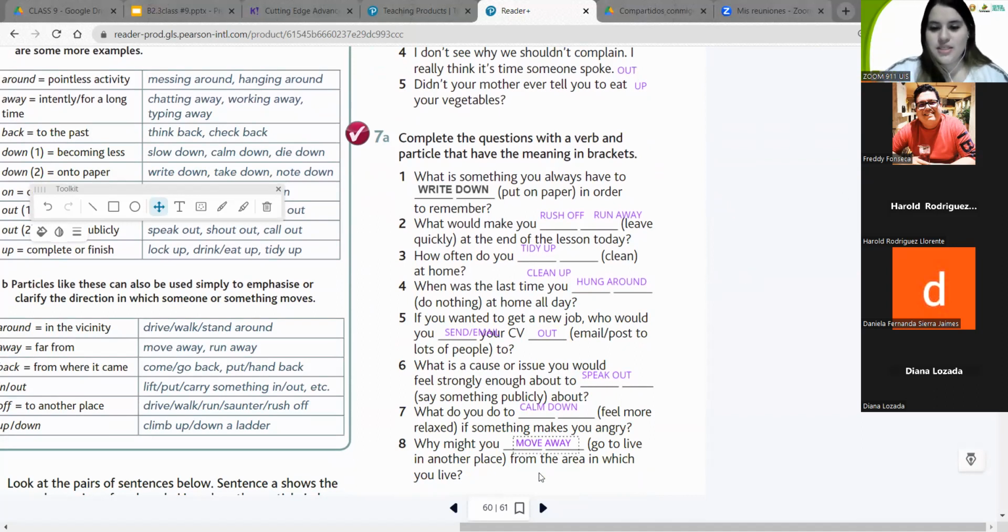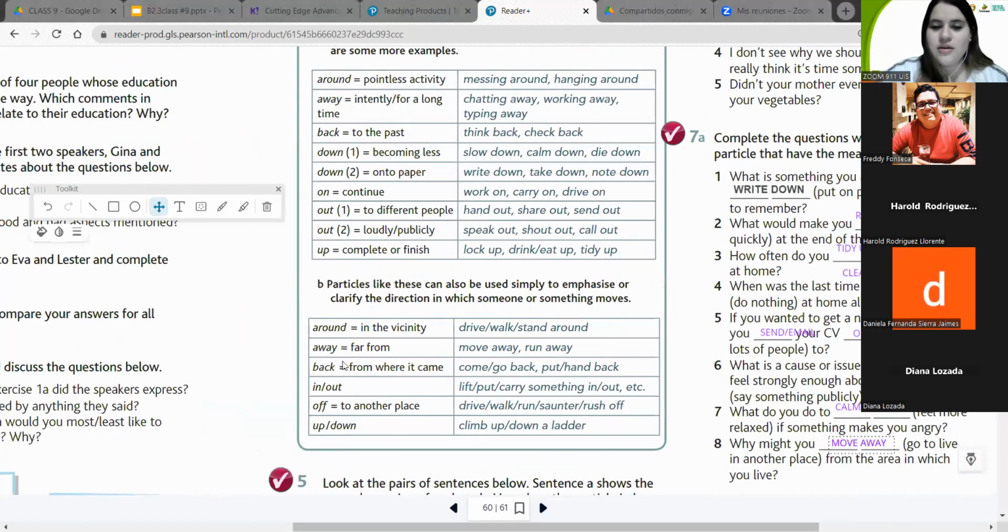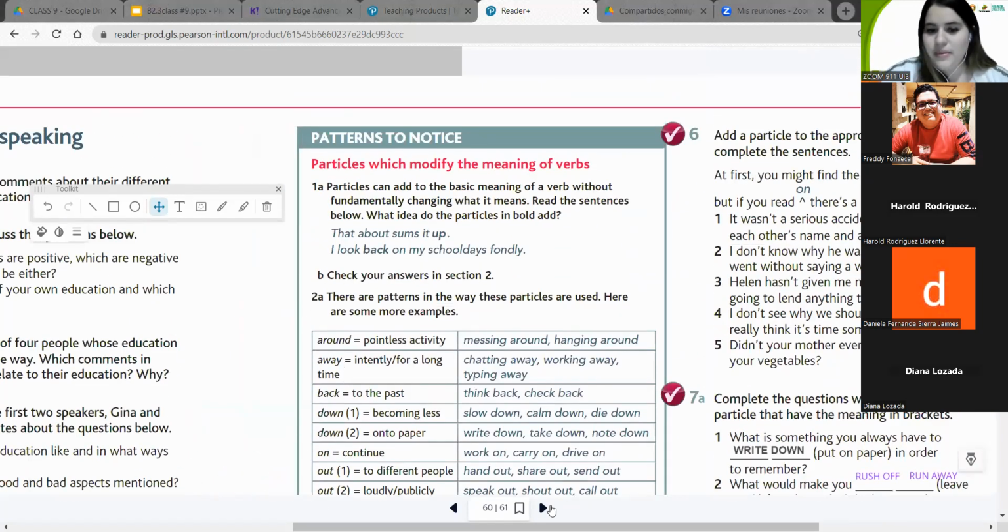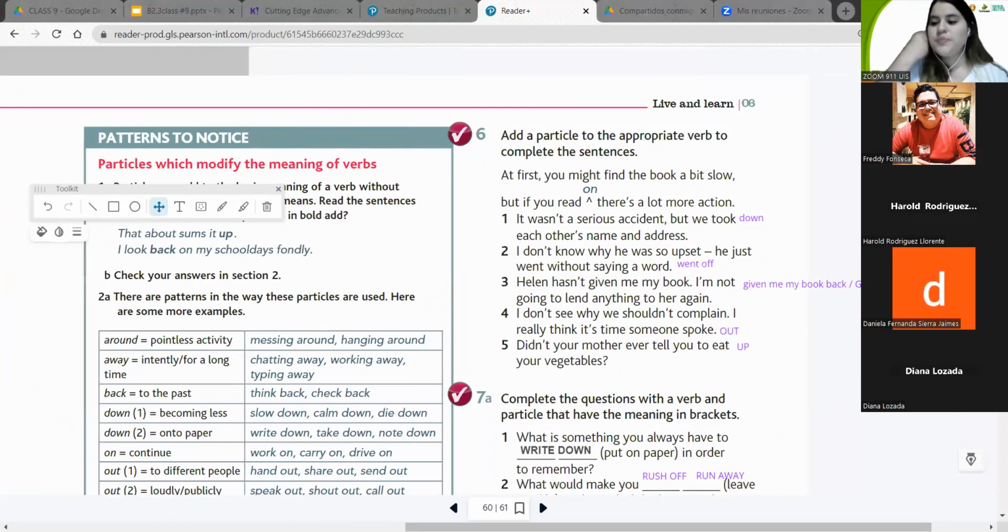Any questions about these particles that modify the meaning of the verbs? Sorry, teacher, I have a question. Is there... ¿cómo se dice similitud? It's what do you want to say? Something similar. Yes. Something similar between speak out and speak up.